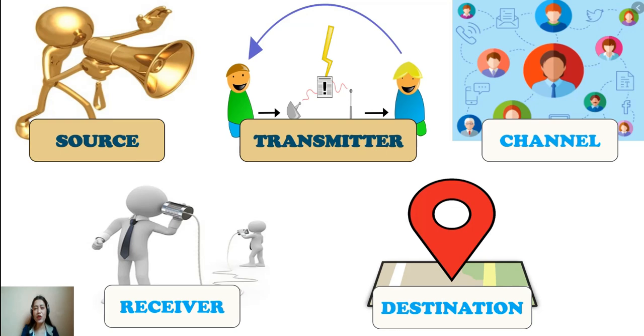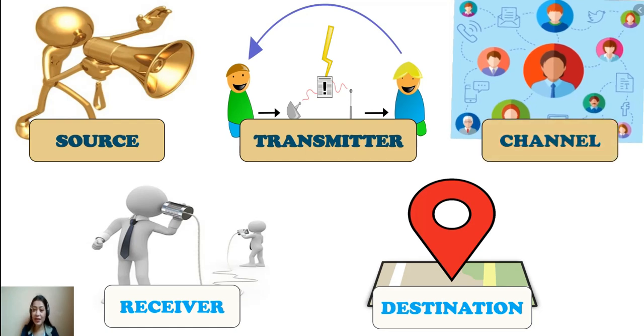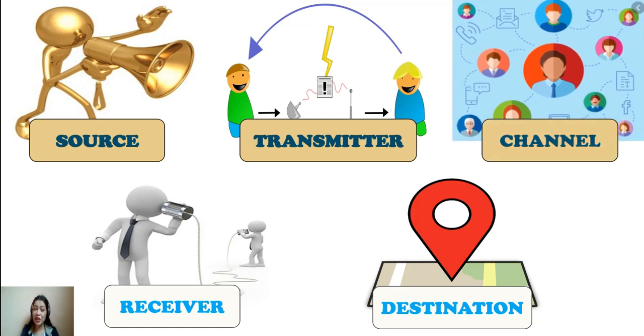This is just the same as the process of encoding, wherein the sender converts the message into signals or symbols such as words, actions, or other forms that the speaker understands. Next, we have the channel. This refers to the medium or the means used in the communication process. Next, we also have the receiver. This refers to the recipient of the message or someone who decodes the message.